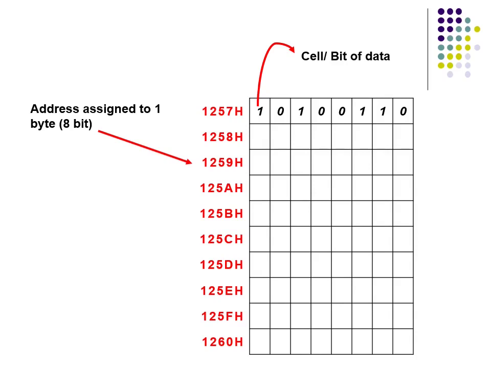How are these addresses allocated or assigned uniquely? Is there any pattern or any protocol? Yes, that we study in a later part of this session. But the only thing you should know here is what an address is. An address is a unique number assigned to every byte of the memory.